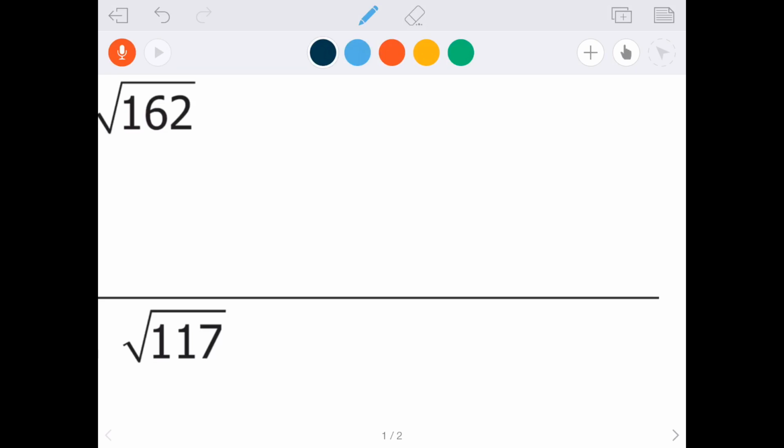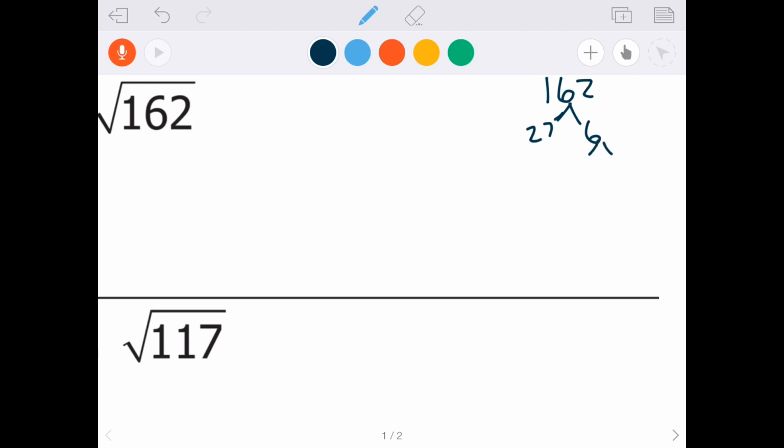So how we're going to do that is the first thing we need to do is we need to figure out what are the factors of 162. So if you remember back to factor trees, we need to think of any two numbers that multiply together to give us 162. So one example is 27 and 6.